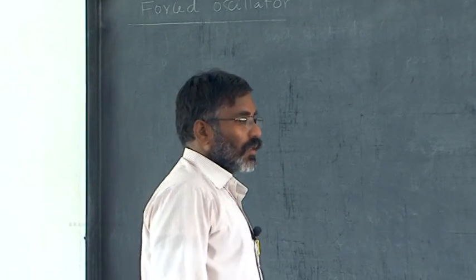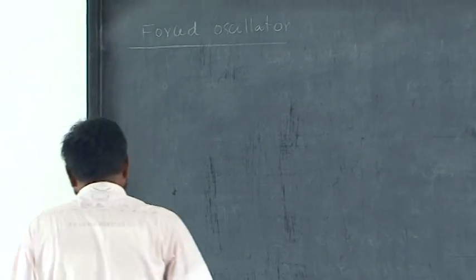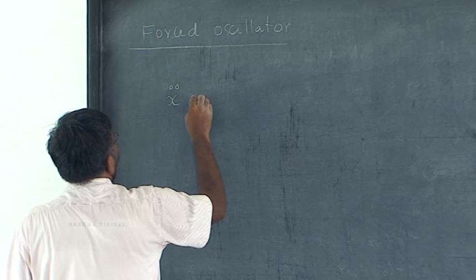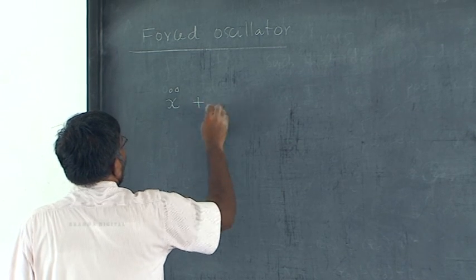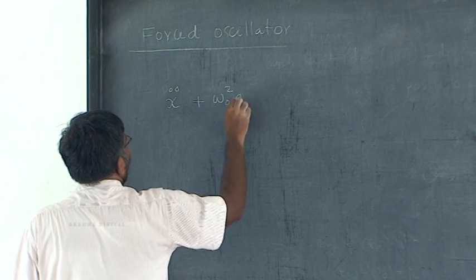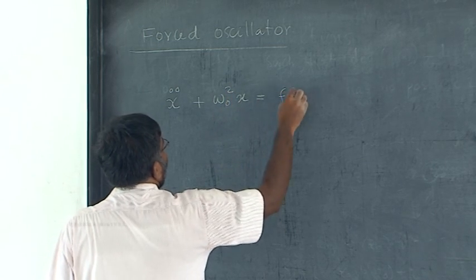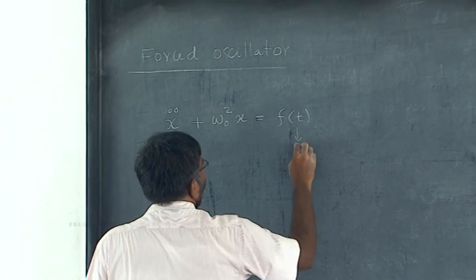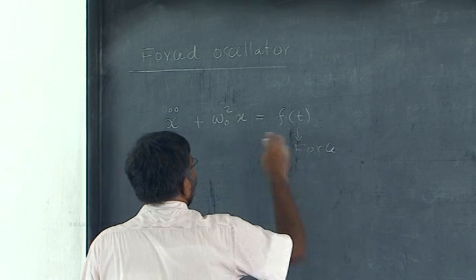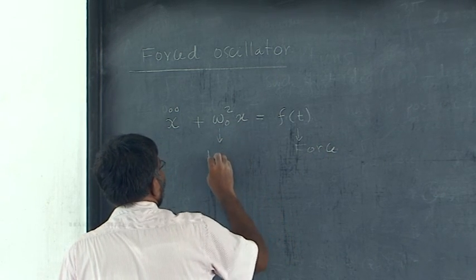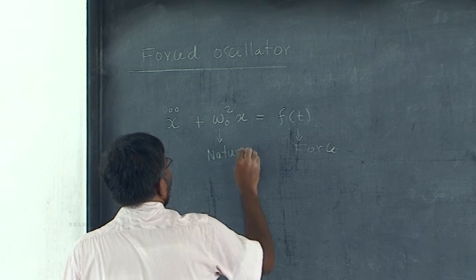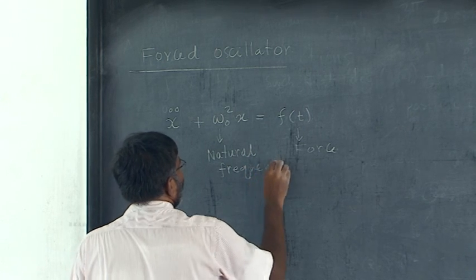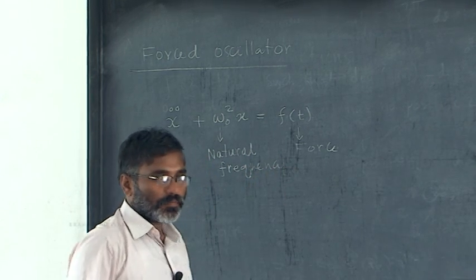When we talk about a forced oscillator in one dimension, we will have an equation of motion like this: x double dot plus omega naught square x is equal to some f of x. This is the force term, and this is the natural frequency of your oscillator.